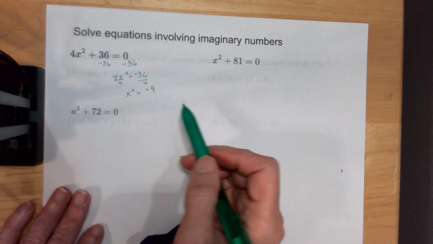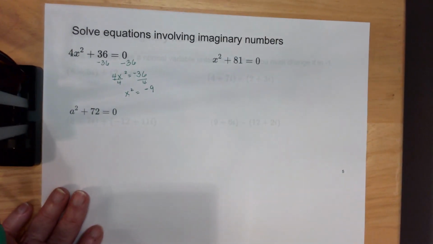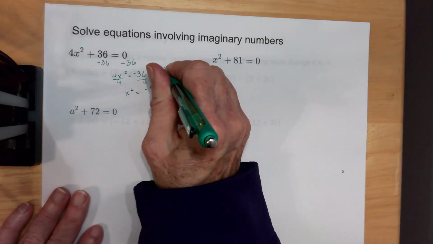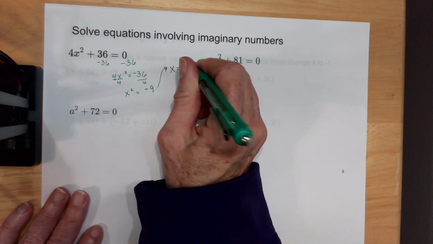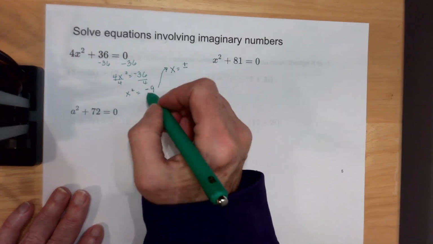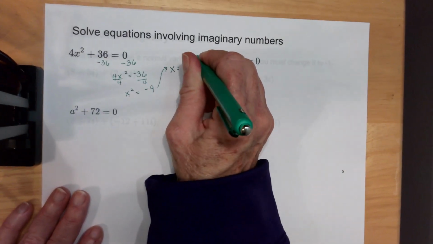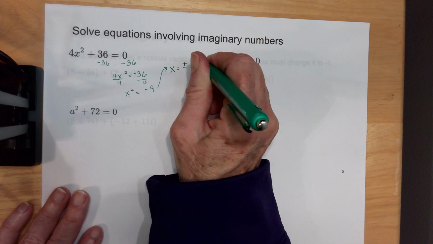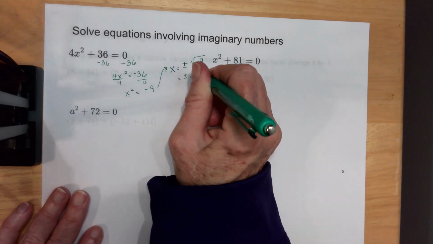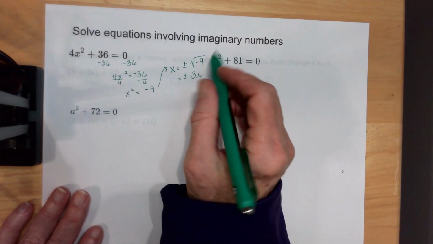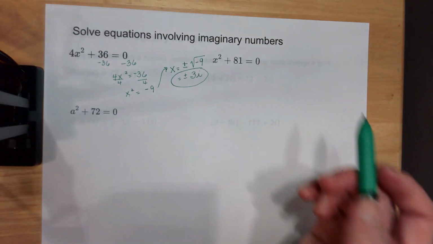Well, to get rid of something squared, I have to take the square root. So I'm going to take the square root of both sides. I'm going to bring it up here. So I'm going to have x is equal to plus or minus the square root of 9 is 3, but it's the square root of a negative. So that's going to be equal to plus or minus 3i, because remember that's -1 times 3. But you've got to put plus or minus there because you're taking the square root.